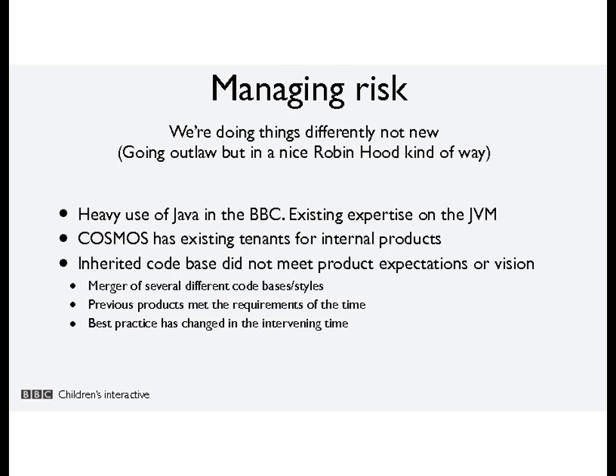Managing risk, which is a big one when you're trying to sell a new technology. While we were doing things differently, we weren't doing things new. We already had heavy use of Java in the BBC and existing experience on the JVM. Cosmos, which was our internal AWS tooling, had internal clients already. And either way, our inherited code base did not meet the product expectations, so we had to make changes, whether that be rewriting PHP or looking at different technologies. So we had a risk anyway, but Play looked to be the lowest risk for us while giving us the greatest benefits.